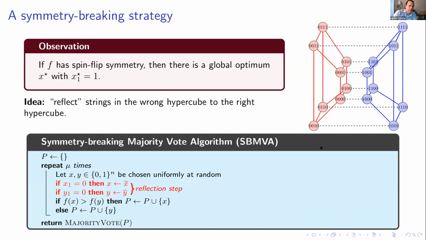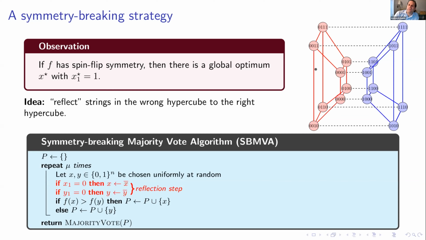So we want to understand how we might mitigate this problem. What we did is come up with a strategy based on the following observation. If you have a function with spin-flip symmetry, then there is a global optimum that has its first position set to 1. If you have a global optimum that has its first position set to 0, then its complement, because of spin-flip symmetry, is also a global optimum. And so there must be one that has the first element set to 1.